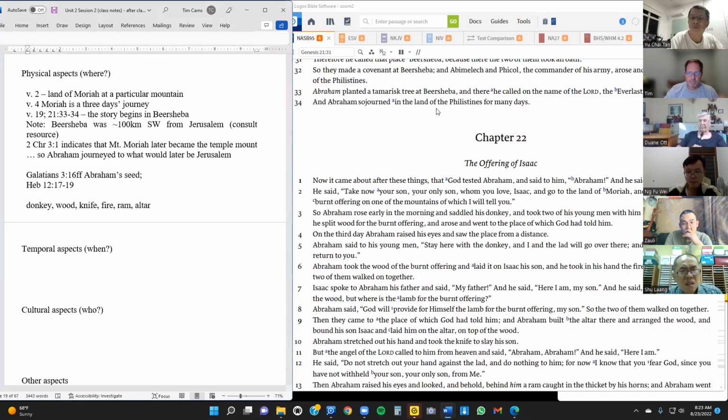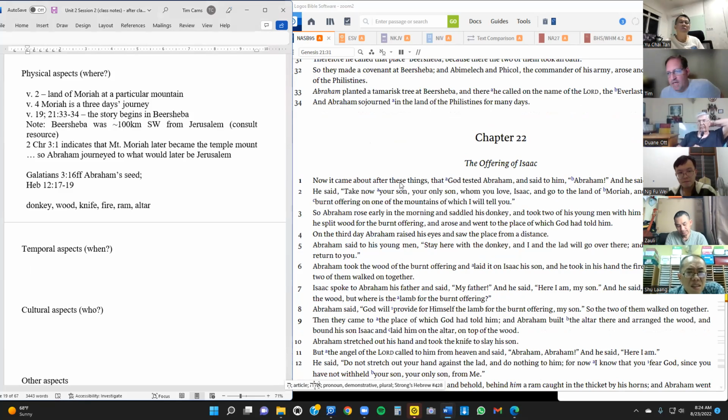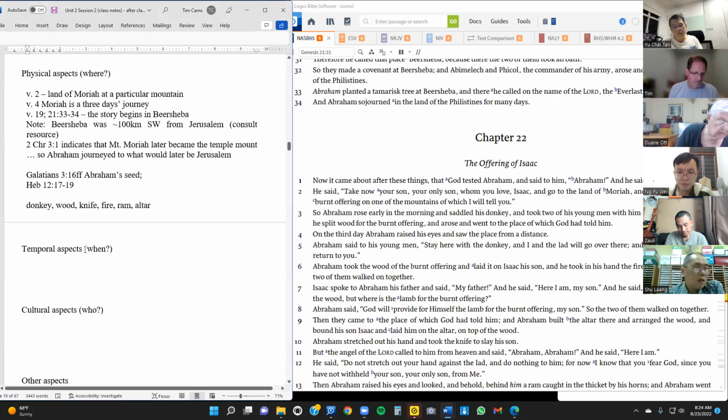Oh, you mean the start of the journey or the climax? Well, we have a few elements. One time element is we want to understand, in the historical context, when does this story happen? Is this early in Abraham's life, later in his life? Do we have a specific point in time?